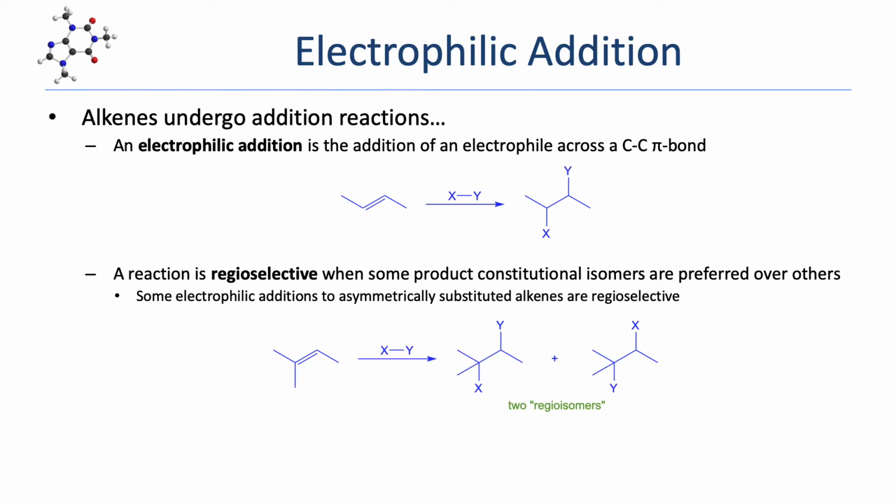When this alkene undergoes an addition reaction, two possible constitutional isomers can form, and that's based on which side of the alkene each part of that electrophile ends up attached to. So in the first product, you can see that the X of the electrophile ended up on the left side of the alkene, and the Y ended up on the right side. But in the second product, the Y ended up on the left side of the alkene, and the X on the right. So if an alkene addition prefers to form one of those products over the other, it's considered regioselective.